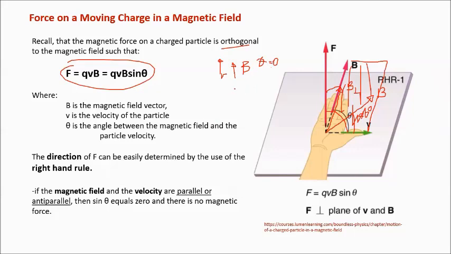The sine of 0 is 0. Therefore, that would make the force equal to 0. If it is anti-parallel, if this is the direction of velocity and the magnetic field is downward, the angle between velocity and B is 180 degrees. So the sine of 180 degrees is also 0. That is why, again, if the magnetic field and velocity are parallel or anti-parallel, then sine of theta equals 0. Therefore, the force is 0. It has no direction.